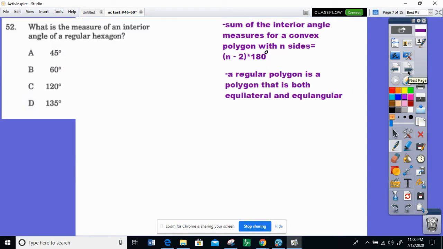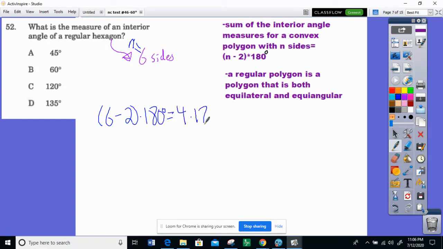Number 52 says, what is the measure of an interior angle of a regular hexagon? Well, a hexagon is a polygon with 6 sides. That value 6 is going to be in when we use this formula for the sum of the interior angle measures for a convex polygon with n sides. So let's use that formula. That's going to be 6 minus 2 times 180 degrees. That's 4 non-overlapping triangles inside the hexagon times 180 degrees is 720 degrees.